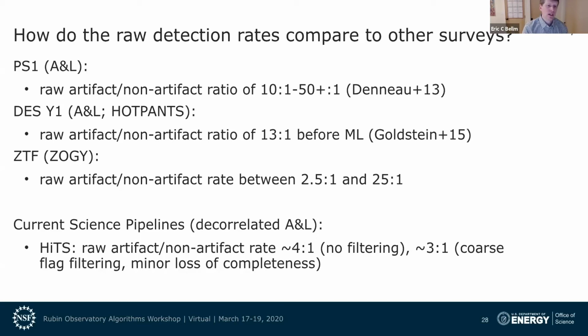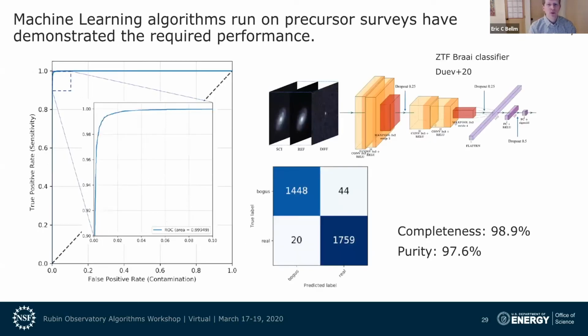So the results I just showed, again, running decorrelated and Alard-Lupton on HiTS with no filtering at all, that's a raw artifact to non-artifact rate of about 4 to 1. And with the coarse filtering, it gets down to about 3 to 1. So we're doing quite well, actually, relative to other surveys with the science pipelines as they exist today. This is all before machine learning.